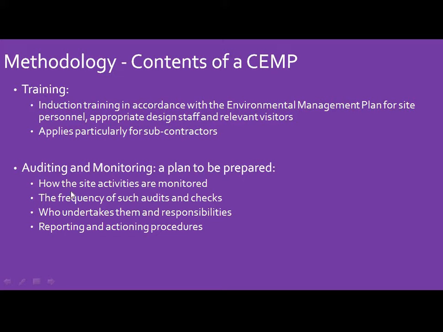Auditing and monitoring plans to be prepared: how the site activities are monitored, what type of monitoring system, the frequency of assessment and auditing checks, who undertakes them and is responsible, who is in charge of that, what the responsibility is, and reporting and action procedures: who may report, what the report is, and what type of actions can be taken based on reports. All the things should be part of this.